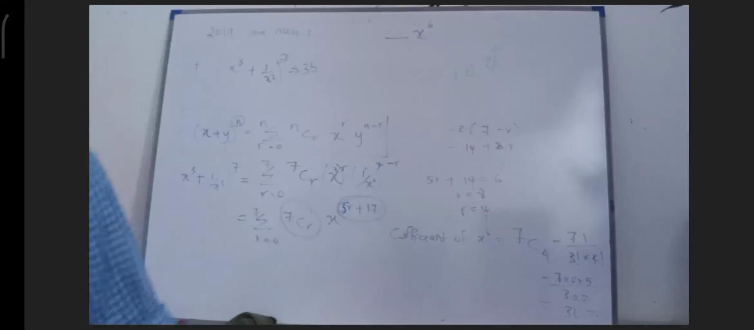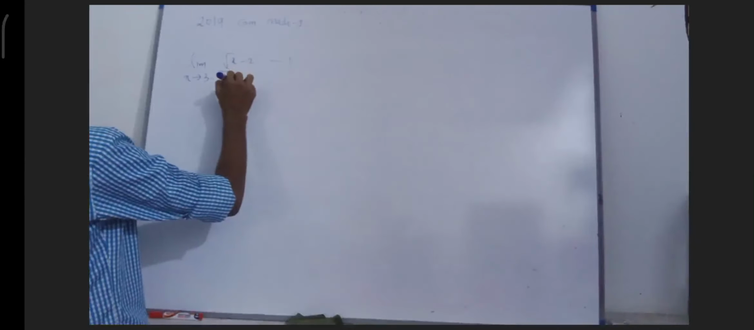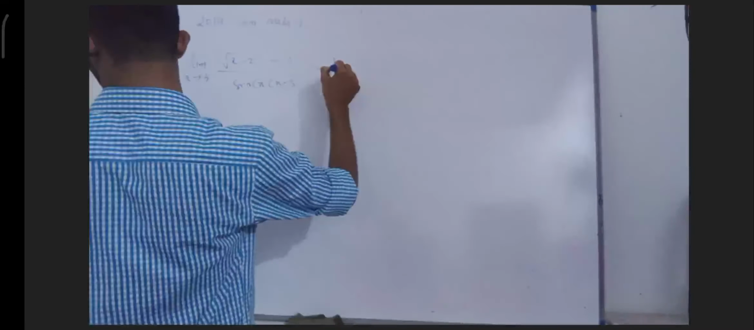So I have explained the fourth question also. Now we will move to the fifth question. With the fifth question, I will conclude this video and the remaining questions will be uploaded in another video. Okay. So limit x tends to 3, square root of x minus 2 minus 1 divided by sine pi into x minus 3 is equal to 1 divided by 2 pi. So this is what I have to show.